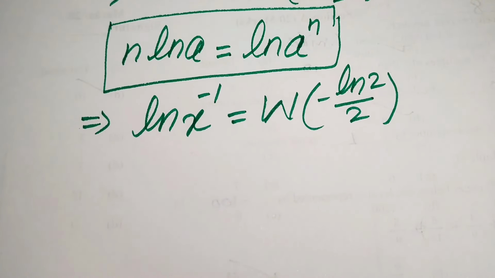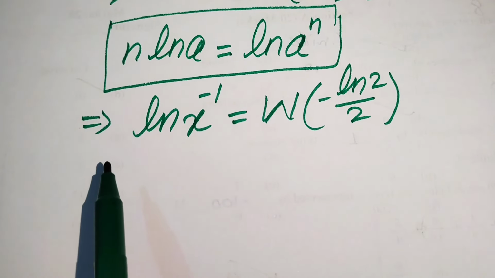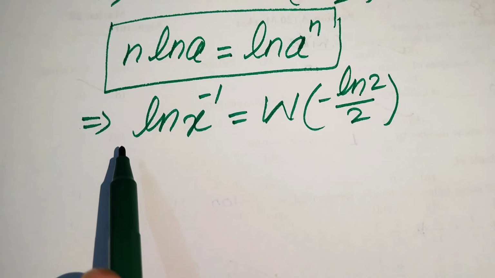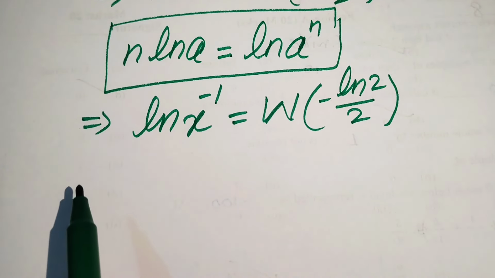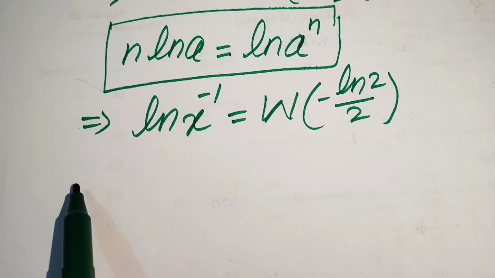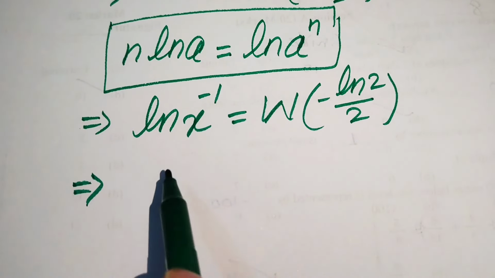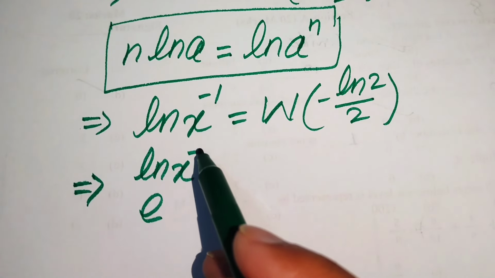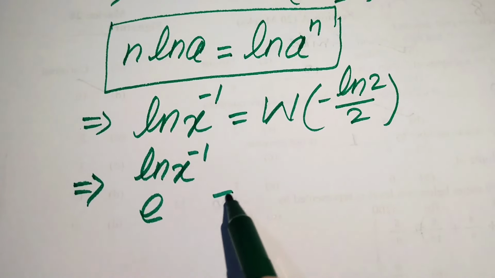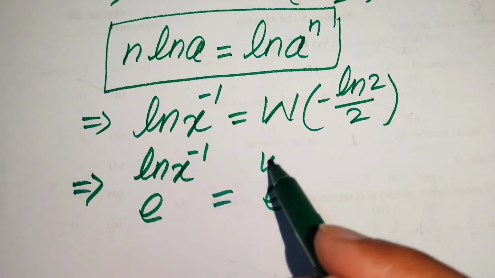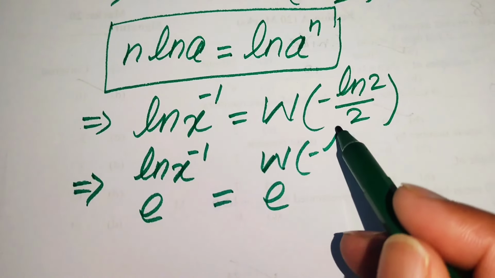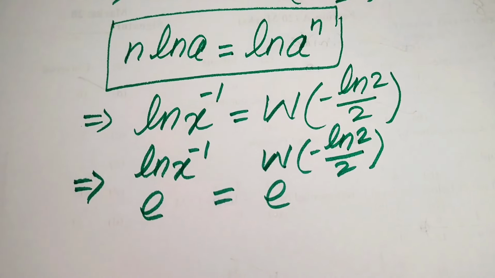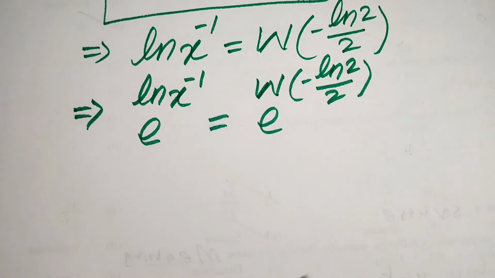Okay, so now our next step is to eliminate this log here in the right hand side. You know that in order to remove this log, we need to take the anti-log on both of the sides. So here we take e on both of the sides, and it is written as e to the power of log x inverse equals e to the power of W of minus log 2 divided by 2. So in the next step here we need some simplification.